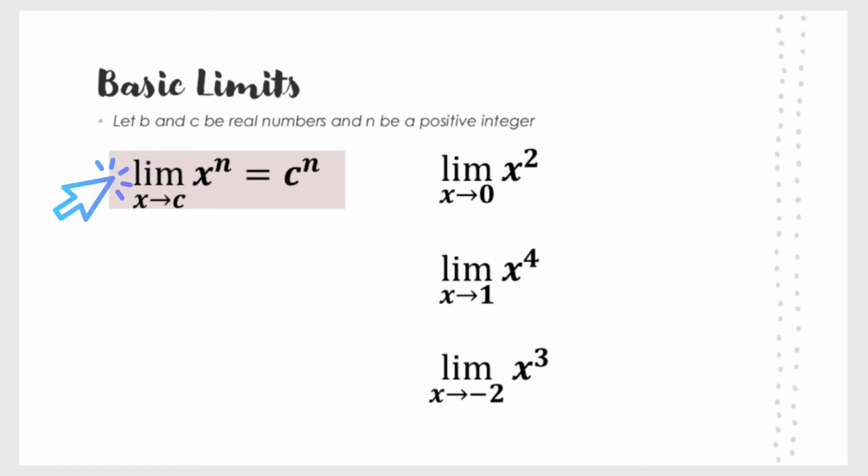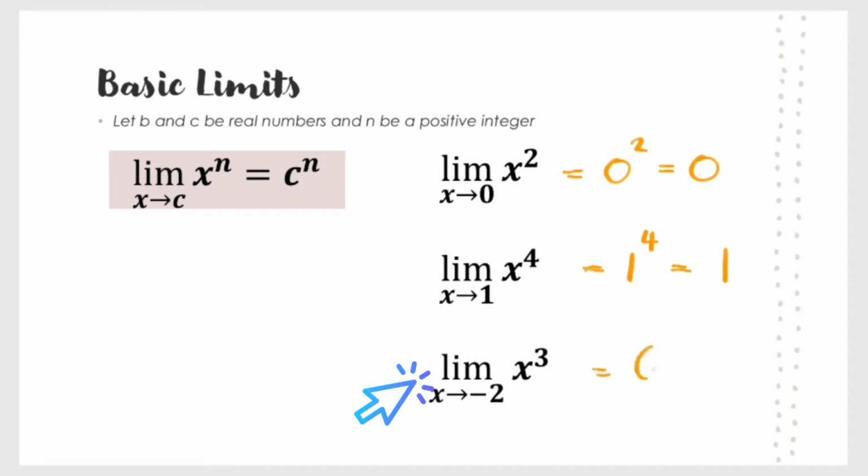Third, we have the limit of x to the n power as x approaches c is equal to c to the n power. Direct substitution is also applied here. Example, the limit of x squared as x approaches 0, so direct substitution, 0 to the second power is equal to 0. Second, the limit of x to the fourth power as x approaches 1. 1 to the fourth power is equal to 1. Lastly, the limit of x cubed as x approaches negative 2. So you have negative 2 to the third power, which is equal to negative 8.